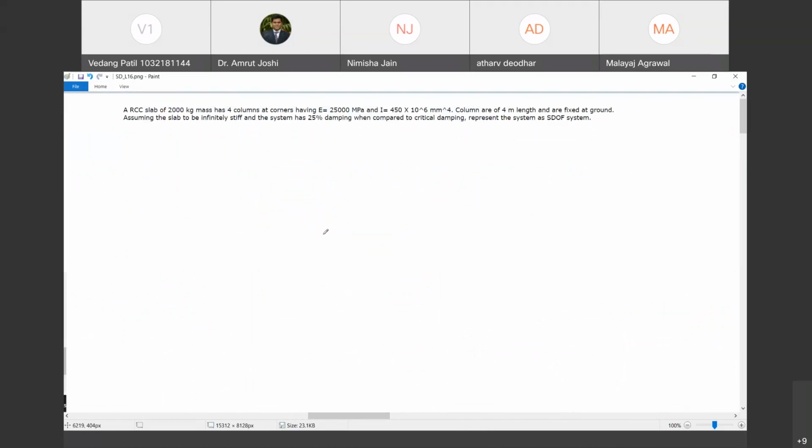An RCC slab of 2000 kg mass has 4 columns at corners having E equal to 25,000 MPa and I equal to 450 into 10 raised to 6 millimeter raised to 4. Columns are of 4-meter length and are fixed at ground. Assuming the slab to be infinitely stiff and the system has 25% damping when compared to critical damping, represent the system as single degree of freedom system.